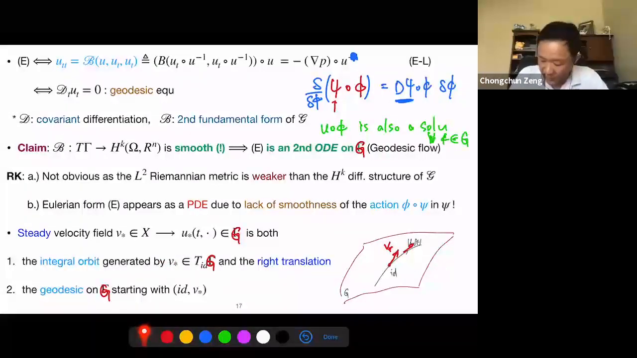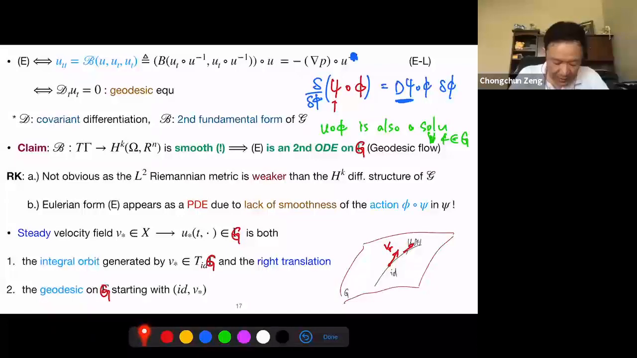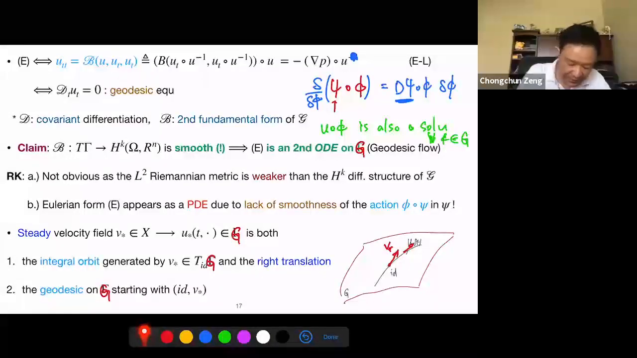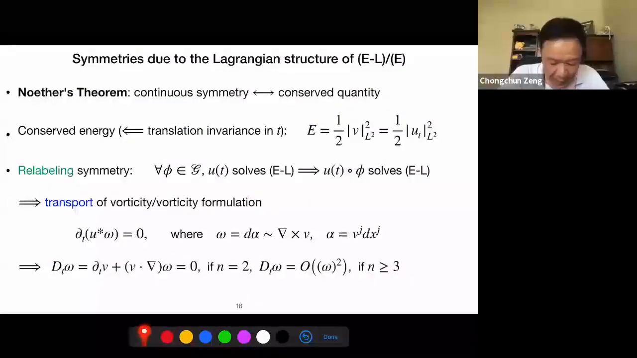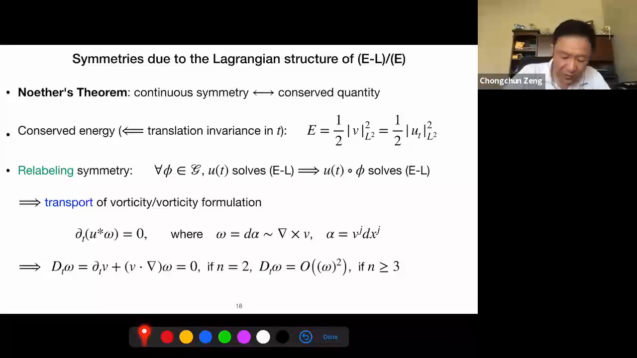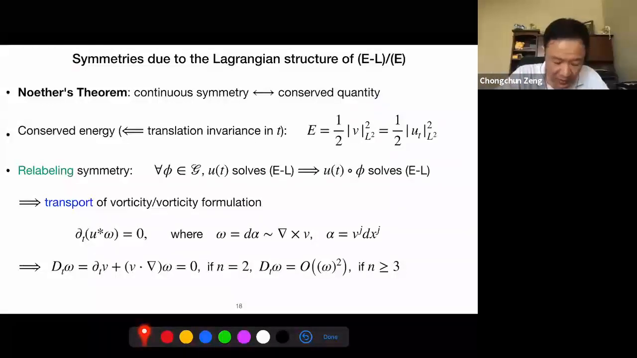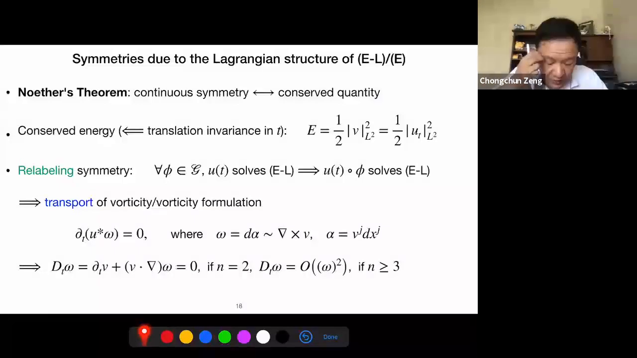Okay, so it's a special path. That's the characterization of any steady state in the Eulerian formulation. So now let's look at some implications. With the Lagrangian structure, we can talk about many things. One thing is the symmetry and the conserved quantity.